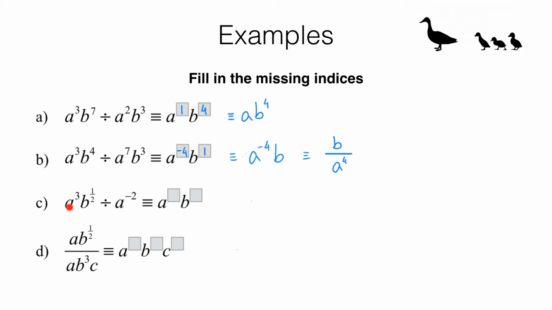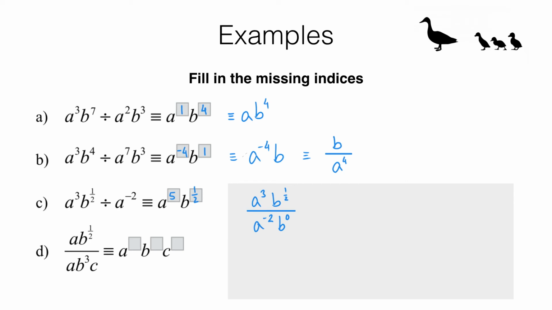Moving on to C, I've got a cubed b to the power of a half divided by a to the negative 2. Well, for a, the index is going to be 3 minus negative 2, which is 5. The index here is simply going to be a half. Let's just see a couple of ways of looking at this question. I can write the division as a fraction, and what I can put in the denominator, if you like, is a b to the power of 0, because b to the power of 0 is simply going to be 1. So all I've done is multiply this by 1, which doesn't change the denominator.